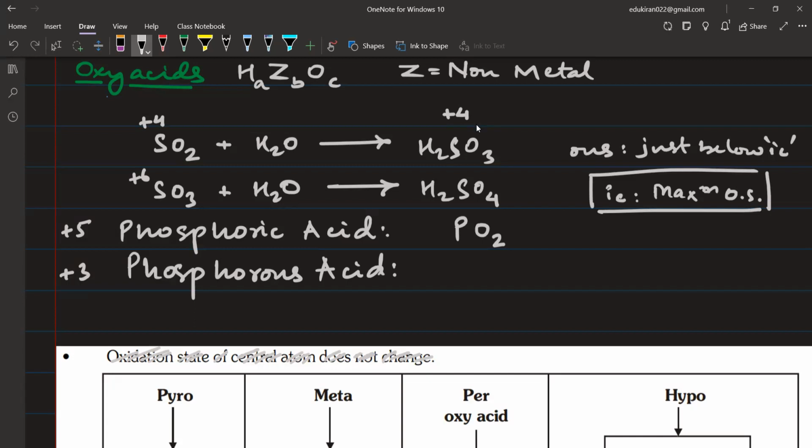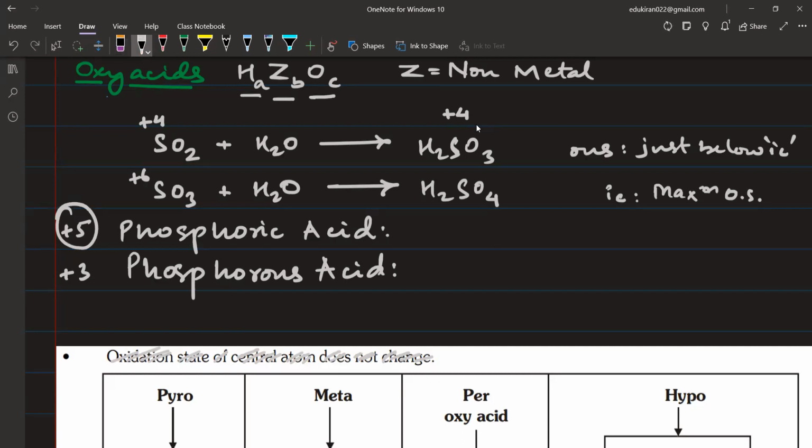+3 हो जाएगा। So one will be maximum and this will be just below one, ठीक है। तो फॉस्फोरिक के जस्ट बिलो, यानी कि 2 कम कर दीजिए तो क्या मिल जाएगा आपको? फॉस्फोरस एसिड मिल जाएगा। Now I am telling you how to get this formula. फॉस्फोरिक एसिड में +5 आपको चाहिए। Now you know that oxy acid have a formula H, then non-metal and then oxygen। पहले आप नॉन मेटल को ले आइए, फॉस्फोरस हो गया, you add one oxygen atom.